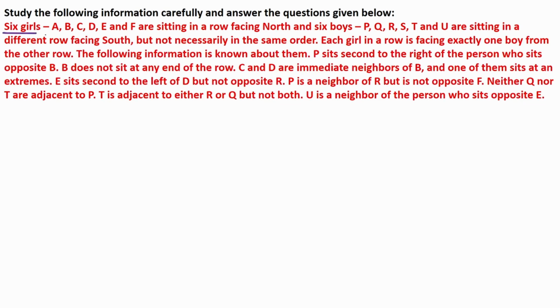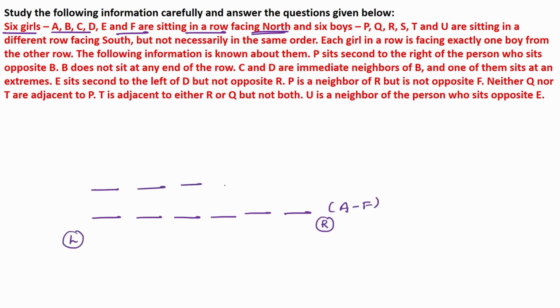Now see that we have six girls A, B, C, D, E, F sitting in a row facing north. Six persons, A to F. Since they're facing north, fix your right side and left side conditions first. And there are six boys who are facing south, but not necessarily in the same order.